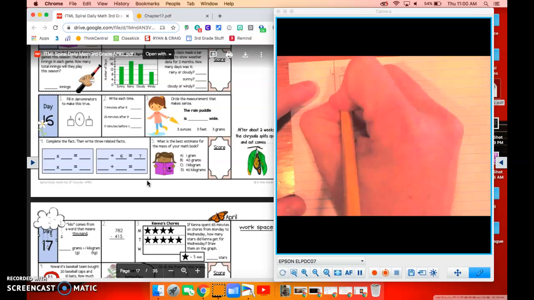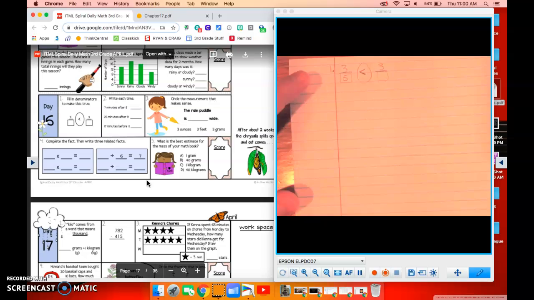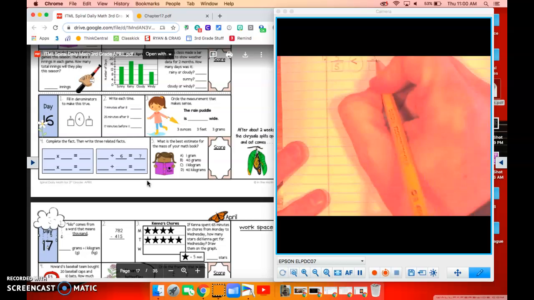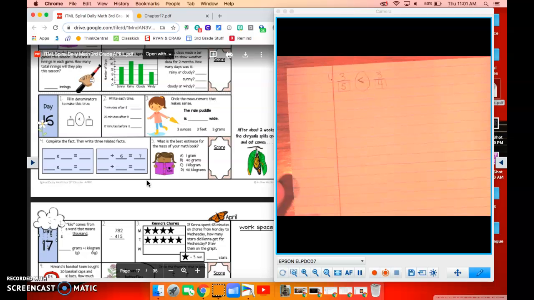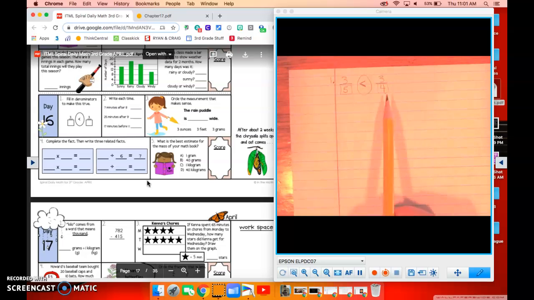5. Perfect. Here's 5. So as long as this number is smaller than 5, right? That makes this bigger. So let's go 4. 3/4 or 3/5. So 3/5 is less than 3/4. Okay. Number 2.